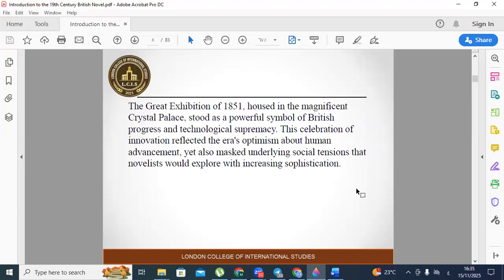The Great Exhibition of 1851, housed in the magnificent Crystal Palace, stood as a powerful symbol of British progress and technological supremacy. This celebration of innovation reflected the era's optimism about human advancement, yet also masked underlying social tensions that novelists would explore with increasing sophistication.